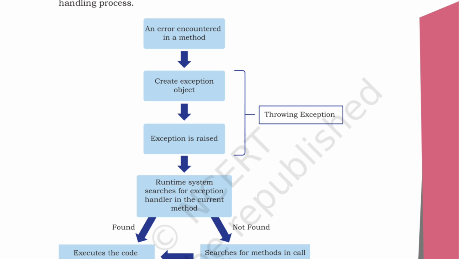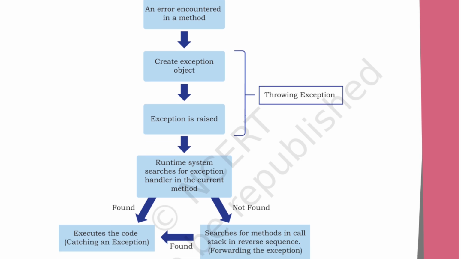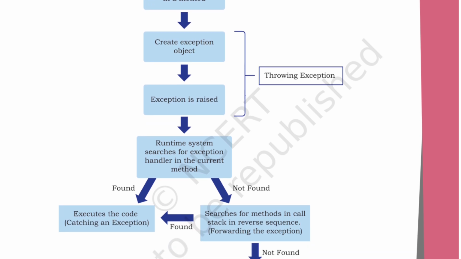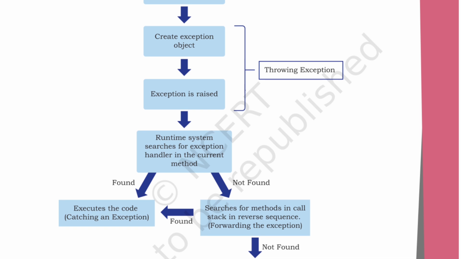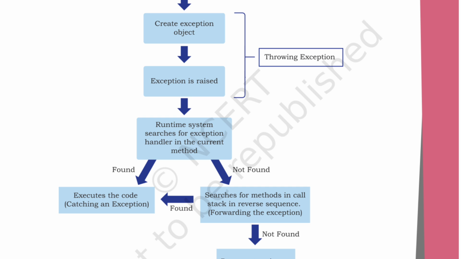Then an exception object is created, and the exception is raised, throwing this exception. Then the runtime system searches for an exception handler in the current method. After throwing the exception, we have to use the runtime method. Then found or not found, that you have to mention.